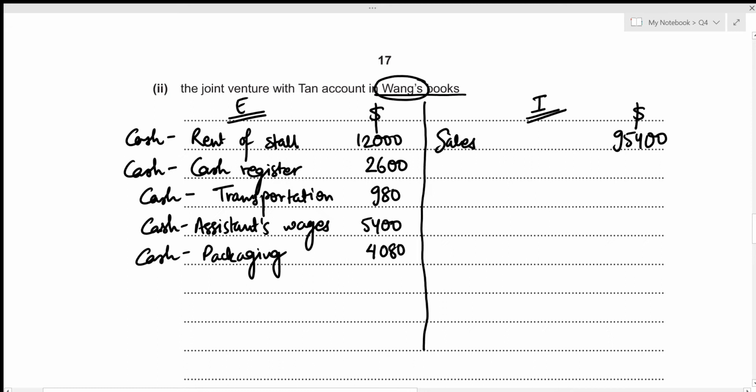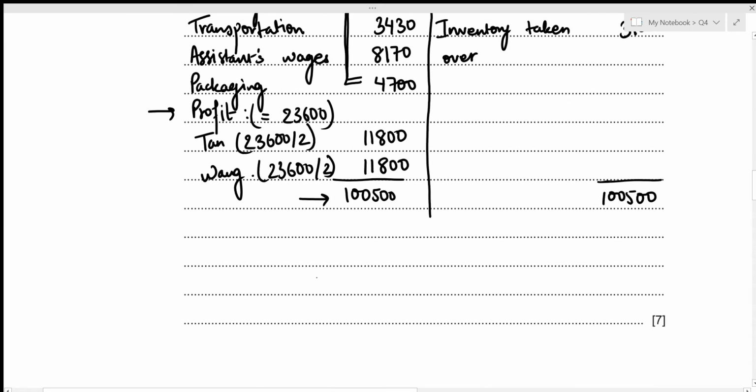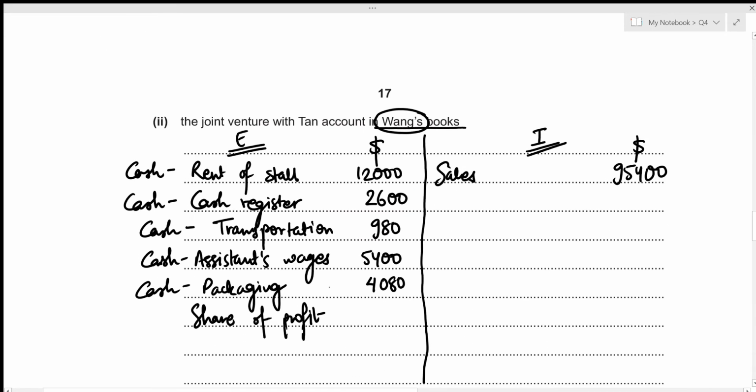Now we already figured out Wang's share of profit as well, right? And according to our format of the joint venture account, the share of profit is always recorded on the debit side. So let's write down the heading. That's share of profit. Let's have a look above. We figured out the share of profit for Wang and Tan to be 11,800. So let's record it. 11,800.